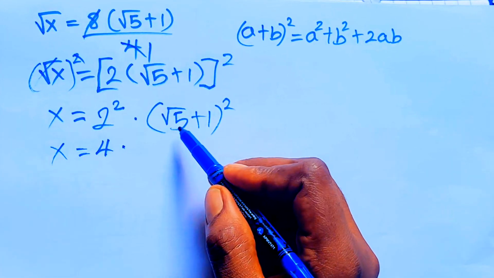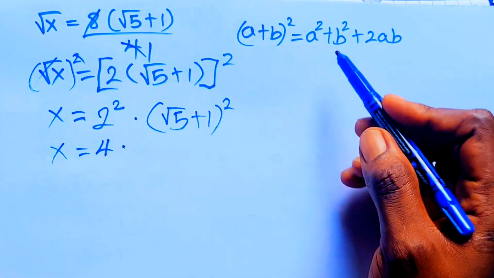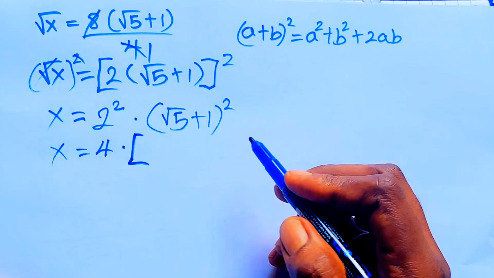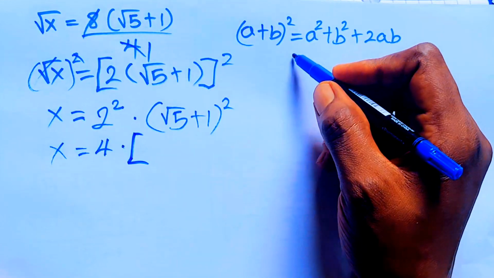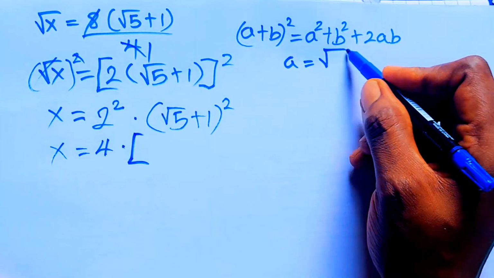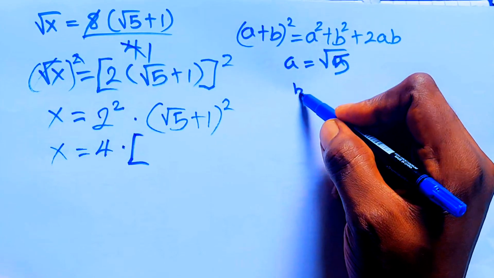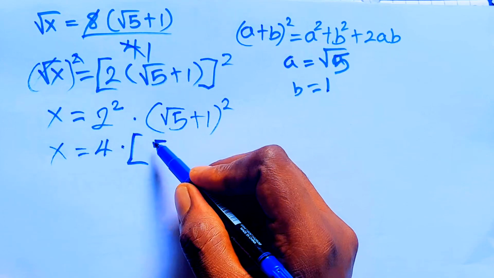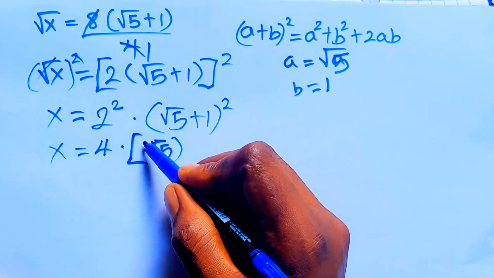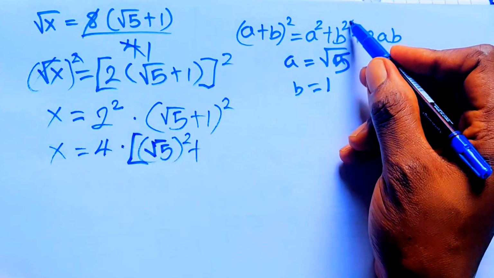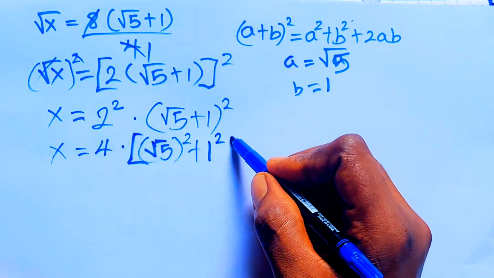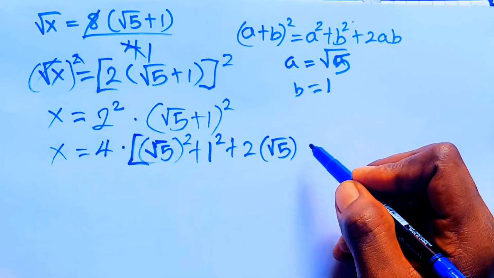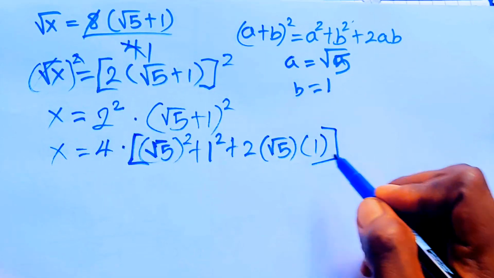So from here, from this square root of 5 plus 1, we are going to express it in this form. So we are going to open a square bracket, okay? So from here, we are going to have a will be equal to square root of 5, and b equals 1, okay? So remember that we have a square here. So we are going to have square root of 5 squared, okay, plus b squared is 1 squared, okay? Then plus 2 times a, remember that a is square root of 5, okay, then times 1. And this is what we have here.